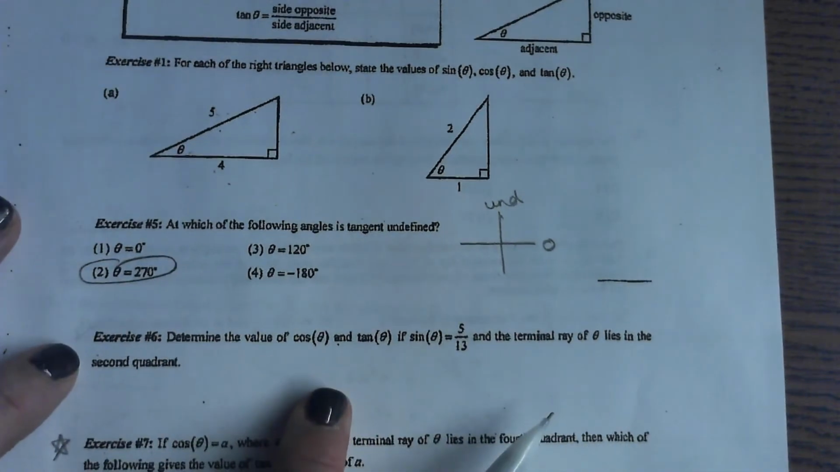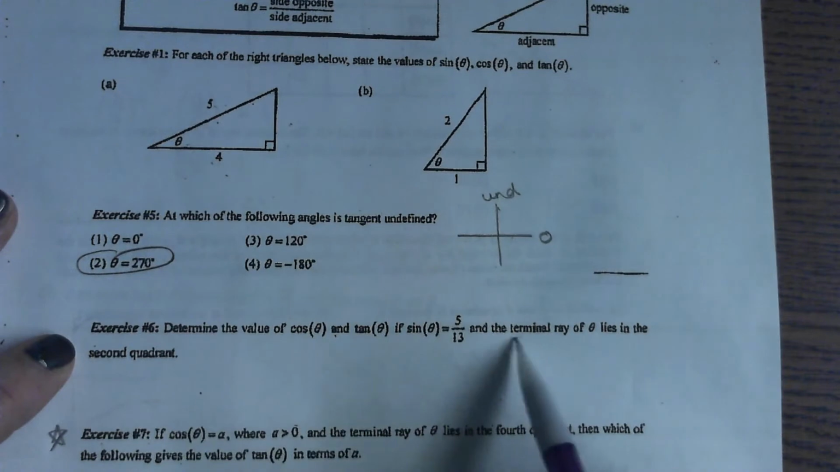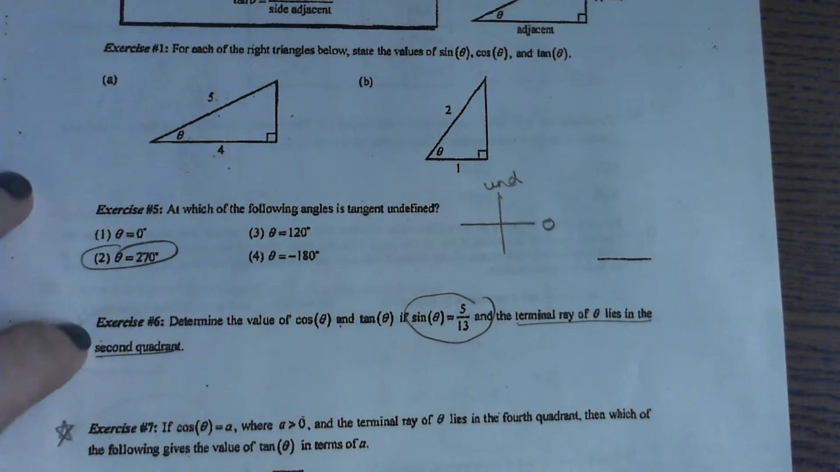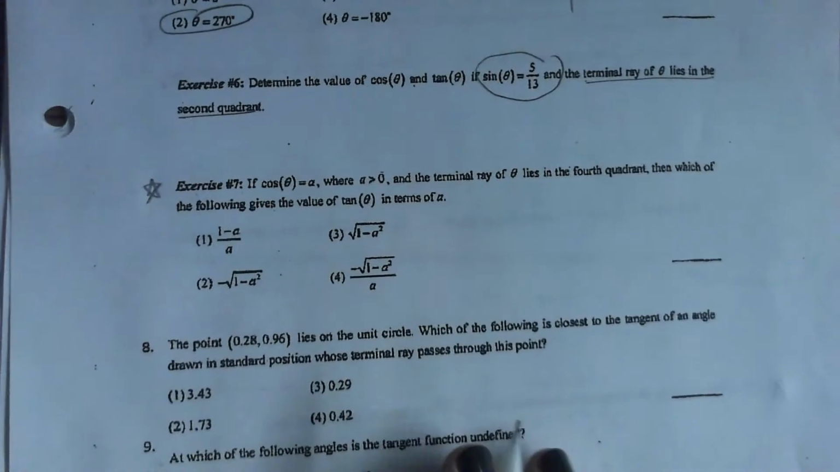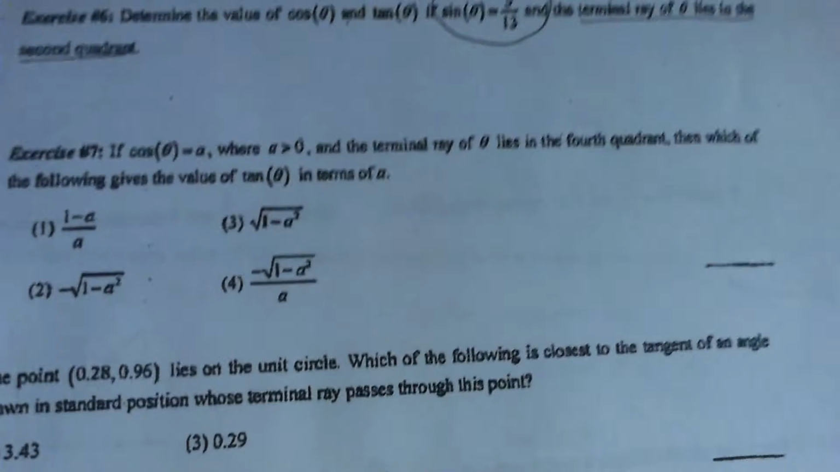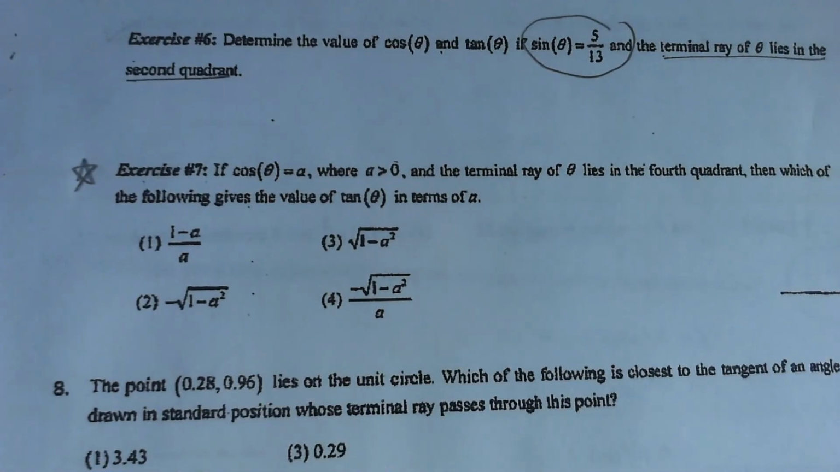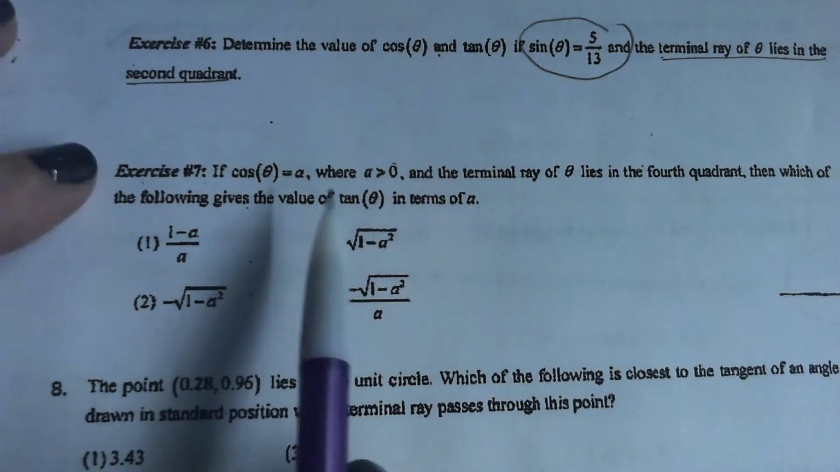Exercise 6. We're told where the terminal ray ends in the second quadrant. We're given the sine value, which will allow us to label our right triangle, opposite 5, hypotenuse 13, Pythagorean theorem, find the other values. All review. 7 I want to go over. The concept is a review, but even just looking at those answers with those A's involved, I know that's going to throw people off. So we'll do this one out.